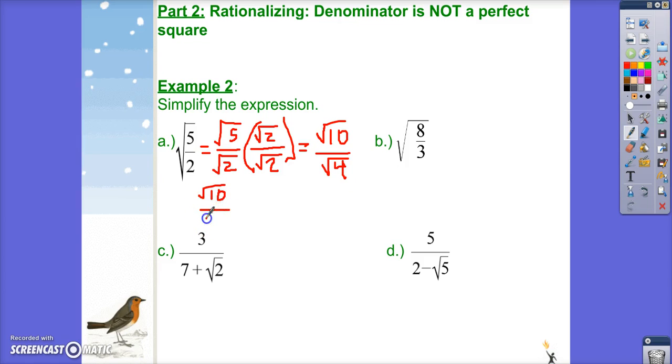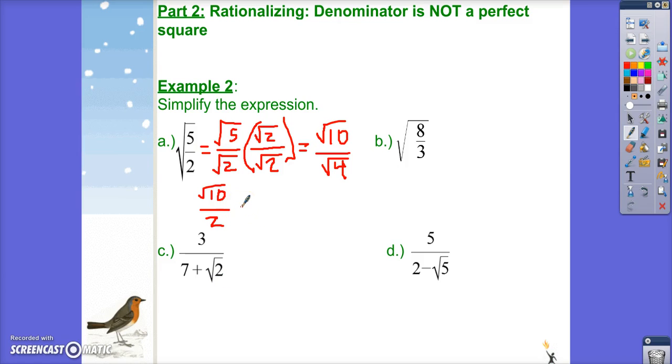We have to ask ourselves, is this my final answer? First of all, we rationalized it, because if you take a look here, the denominator is now a whole number, which is 2, and that's what we wanted. That's why we rationalize. But also, I cannot divide these two numbers because they're not like terms: square root and not square root, so I can't divide them.